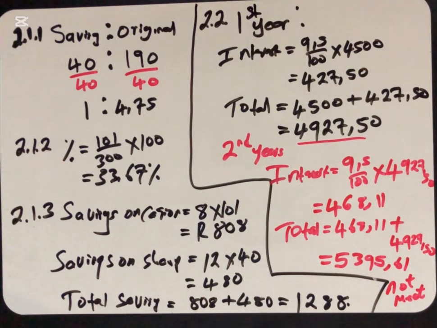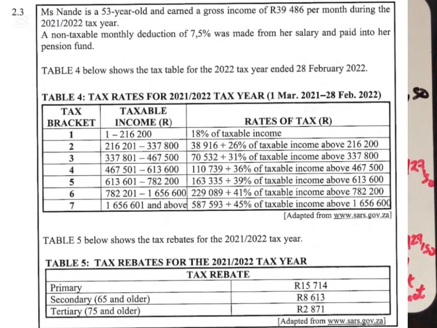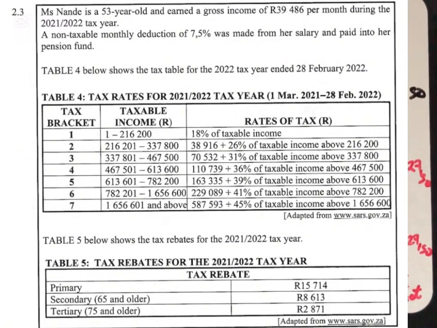So we are now moving to the next question, which is 2.3. Let me erase here for the sake of space.